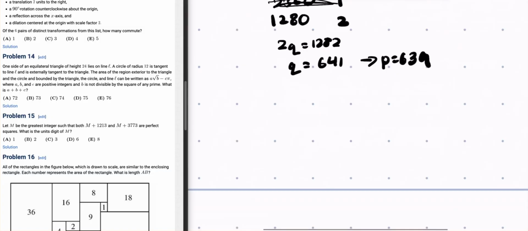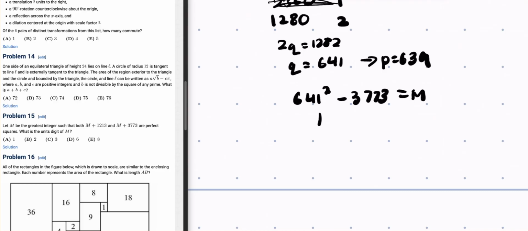So now what we need to do is just do 641 squared minus 3773, which is equal to m. This is going to have a unit digit 1, and this has a unit digit 3, so the unit digit of m will be 8, and our answer is going to be E.